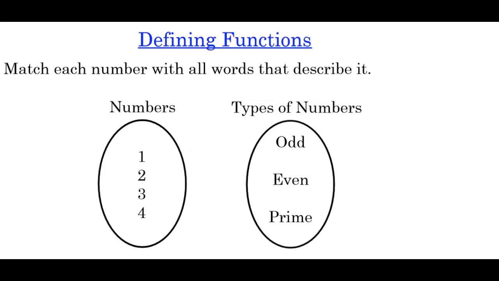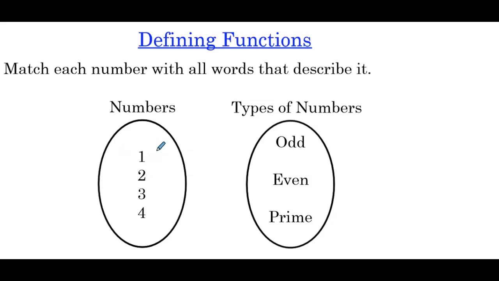The numbers are 1, 2, 3, and 4. The types of numbers are odd, even, and prime. So we're going to draw an arrow from each number to all the words that describe that number. As a reminder, a prime number is any number whose only factors are itself and 1. Since 1 is part of that definition, 1 is not a prime number.